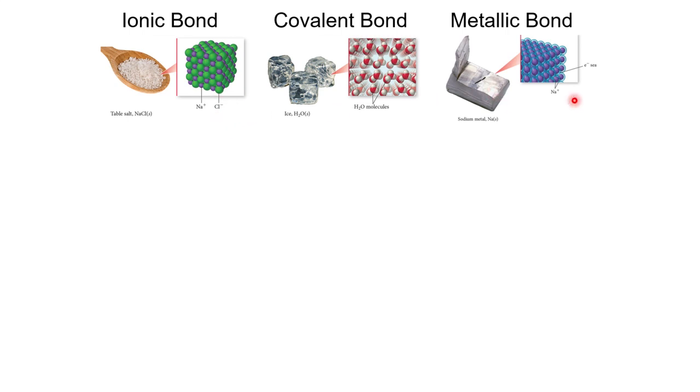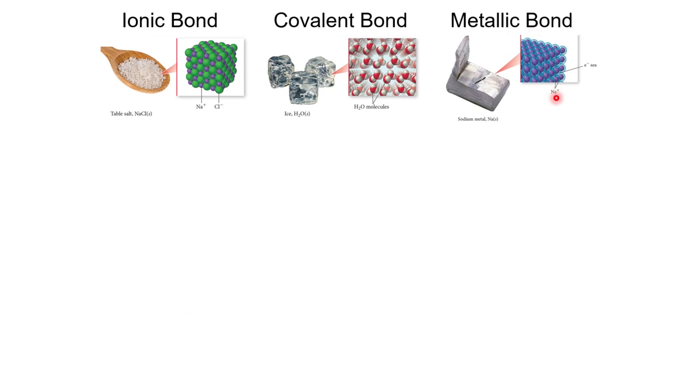Over here, they call this a metallic bond. Again, this is really electrostatic interactions, or charge interactions, where the purple dots are sodium ions and the electrons surround the ions in a sea.